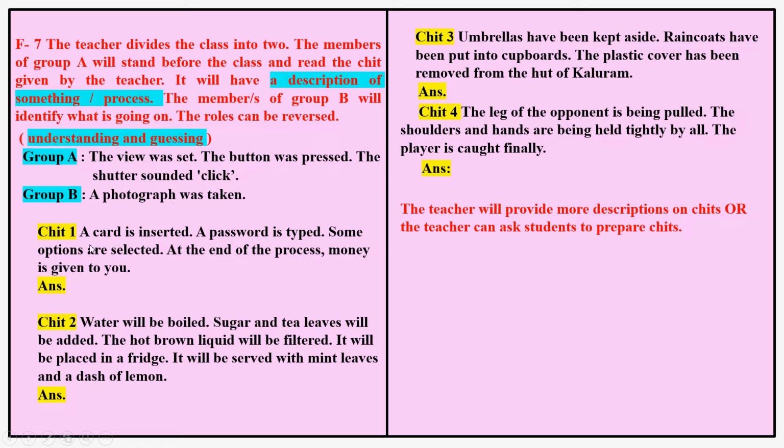In the same way, you have to read sheet number 1. A card is inserted, a password is typed, some options are selected. At the end of the process, money is given to you. So what is this? That is just the process of getting money from an ATM. So the money transaction from the ATM is over. You can say this. This way you read sheet number 2 and think of that.